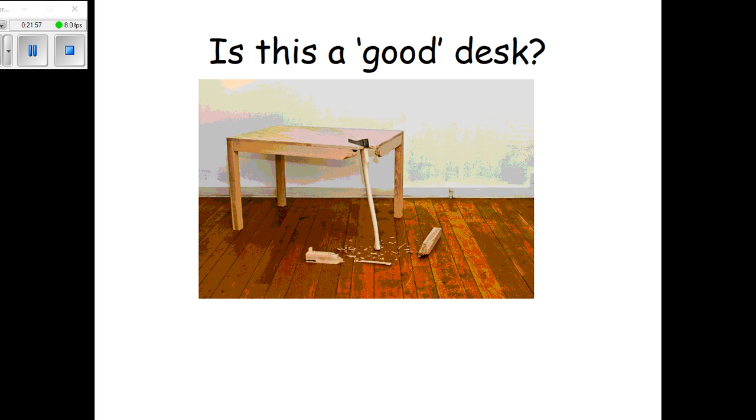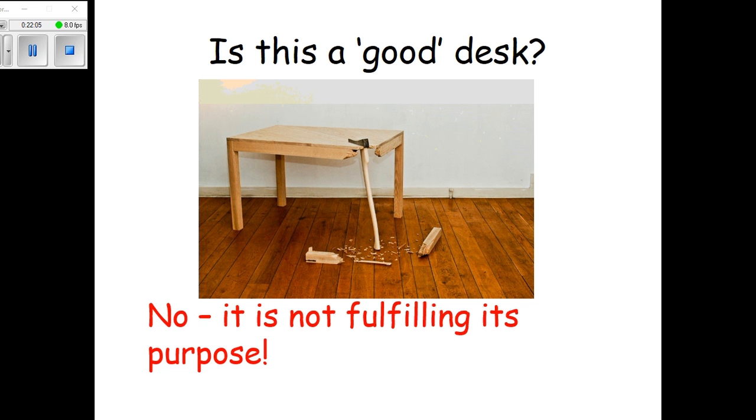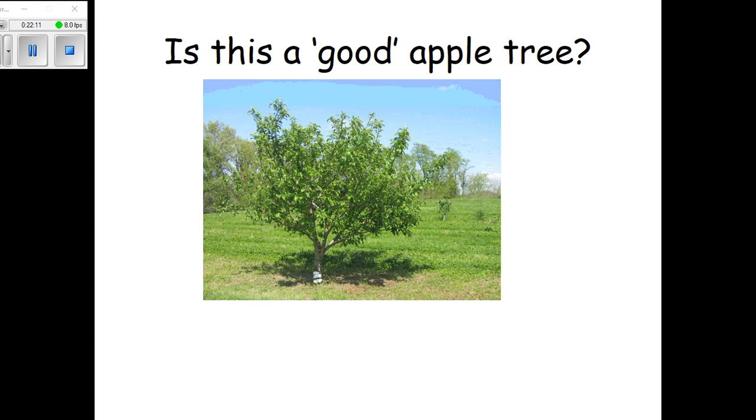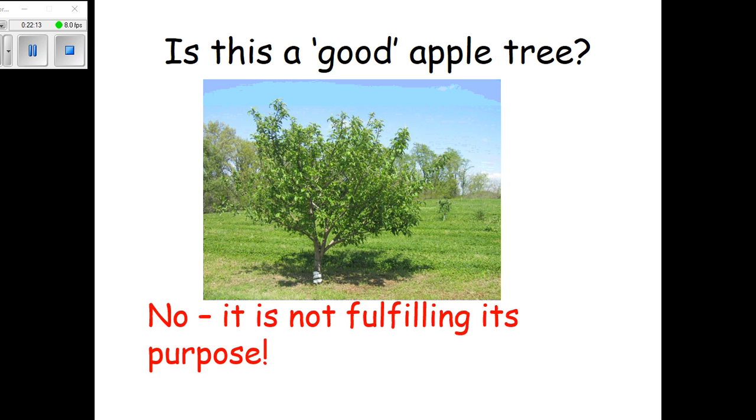Now, is this a good desk? The answer is no. It's no longer a good desk because it's not fulfilling its telos. If you sat at that, you wouldn't be able to lean on it. It would fall into you. Is this a good apple tree? Well, no, it's not fulfilling its telos because it's not growing apples. So it hasn't fulfilled its potential. It hasn't actualized its potential, this apple tree. It hasn't successfully followed the four causes because it hasn't fulfilled its final cause.